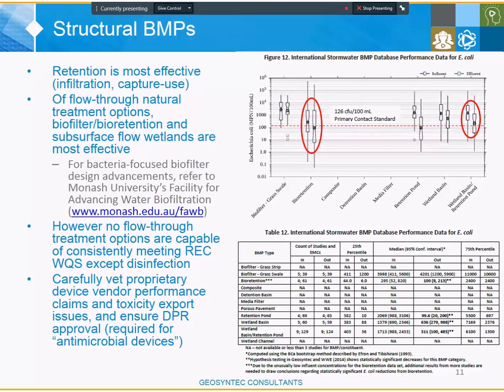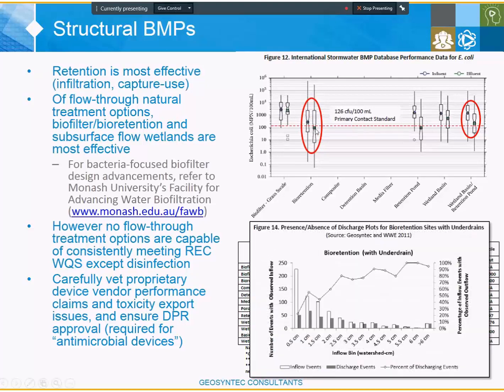One other thing I'll note about things like bioretention, where you have inflow and outflow, is that it's not all about concentration reduction for bacteria. You also want to take credit for and acknowledge the volume reduction benefits of those BMPs. What we're showing here in this lower chart is that when you bin the precipitation events that enter the bioretention device, the percent of inflow that is fully captured is very high in the smaller storms. So smaller storms are effectively captured and prevented from discharge. So there's a volume reduction benefit as well.